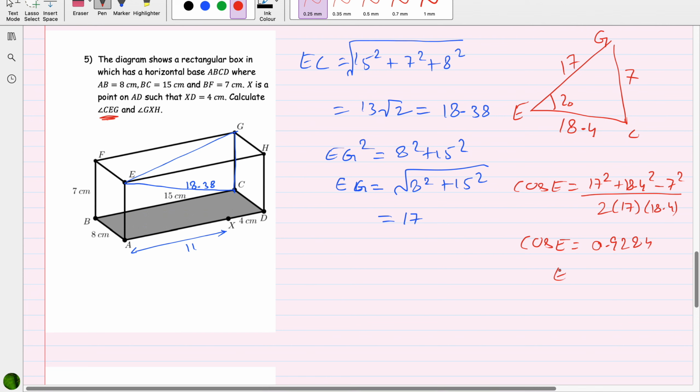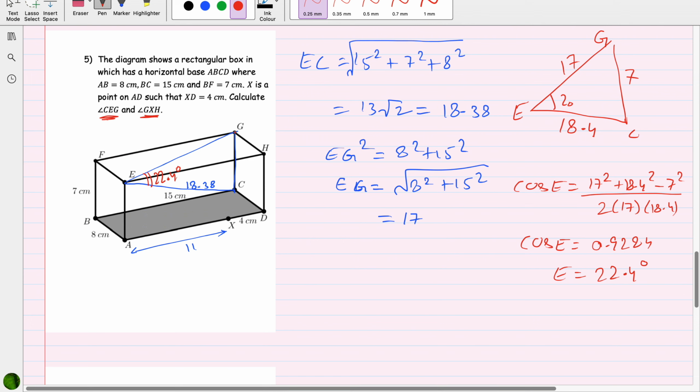0.9284, and cos inverse of this, you get an angle of 23.4 degrees. So this angle right here is 23.4 degrees. Next angle is GXH.